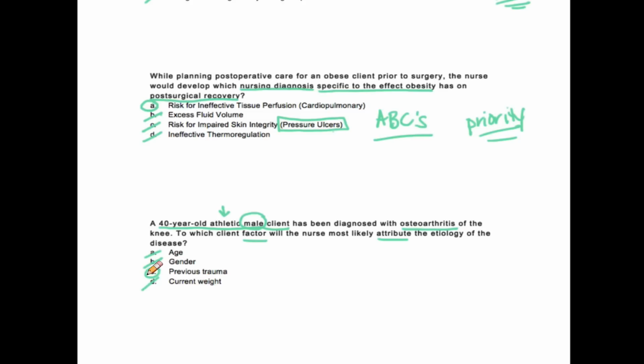And that leaves me with C, previous trauma. Previous trauma secondary to the fact that he's an athletic male, you're thinking about wear and tear, okay? So this example here is a great example of outcomes. So we're talking about expected outcomes. And this is something that you can apply to really every single NCLEX question.